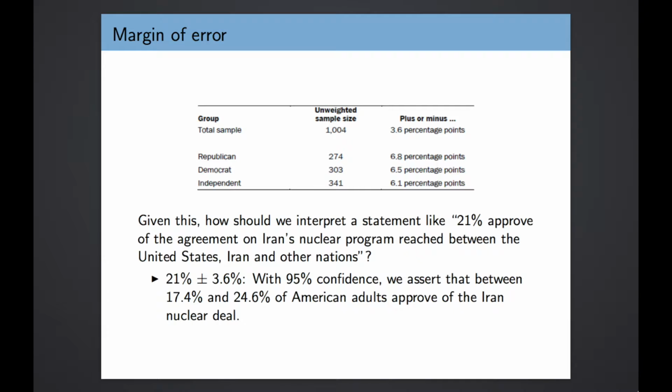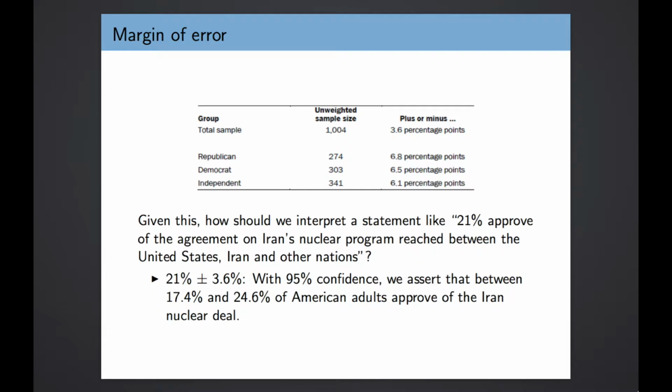Off to the right column here, we have 3 to 6 percentage points as the margin of error for claims about the total sample. So for example, the study claims that 21% of adults approve of the Iran nuclear deal. And we have this margin of error of 3.6 percentage points. So how do we interpret that? Well, we have 21% plus or minus the margin of error of 3.6%. That's a 95% confidence interval, which we're going to talk a little bit more about the meaning of in this lecture and the next lecture.